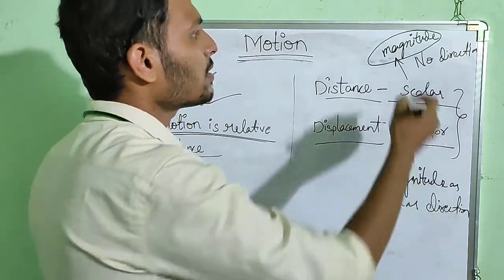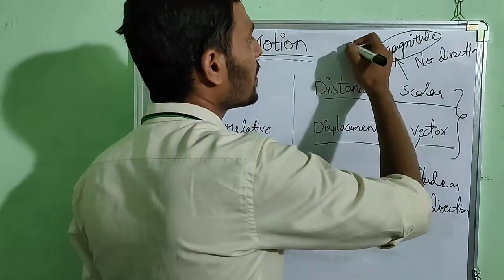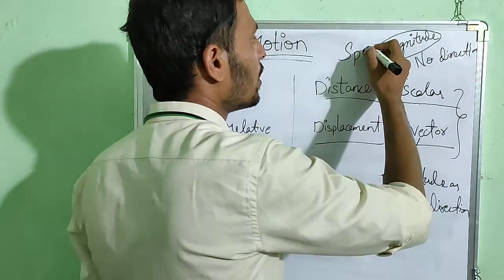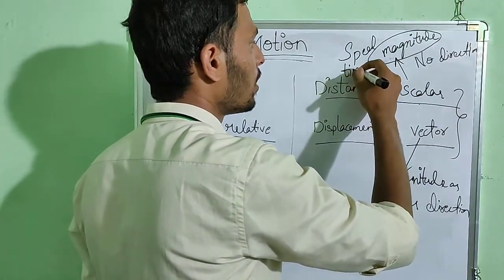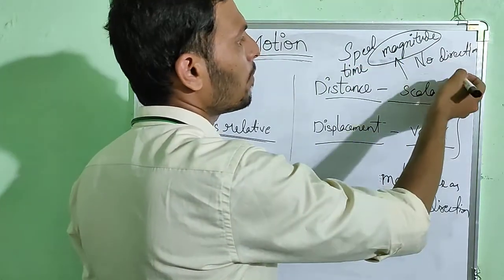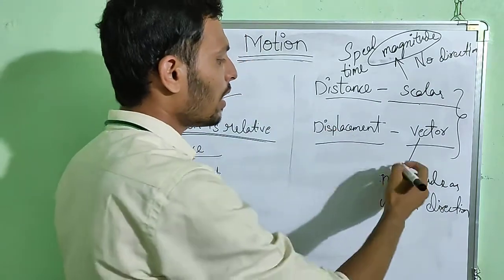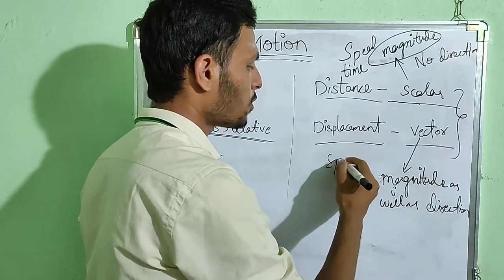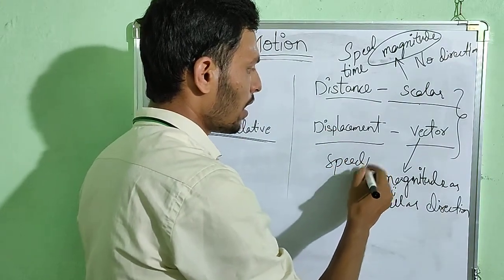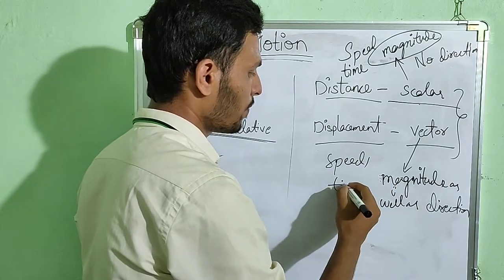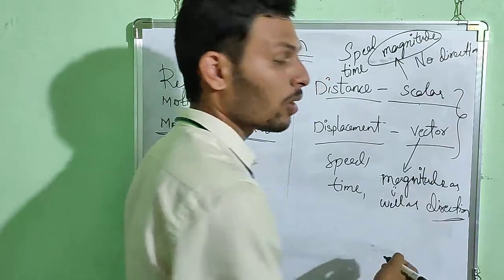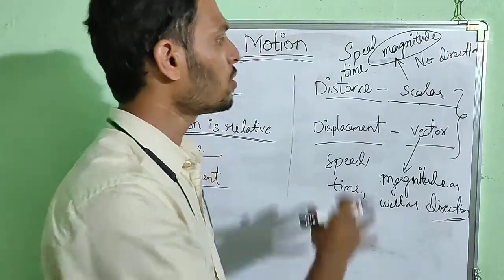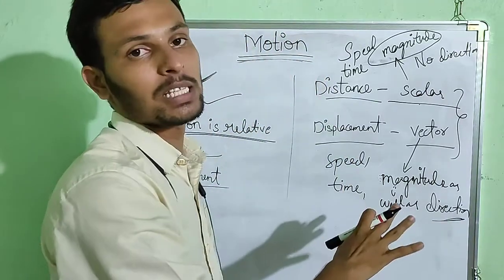Here I can even consider speed. Distance has speed and time but no direction. Similarly, displacement has speed and time and also direction. So this is about distance and displacement.